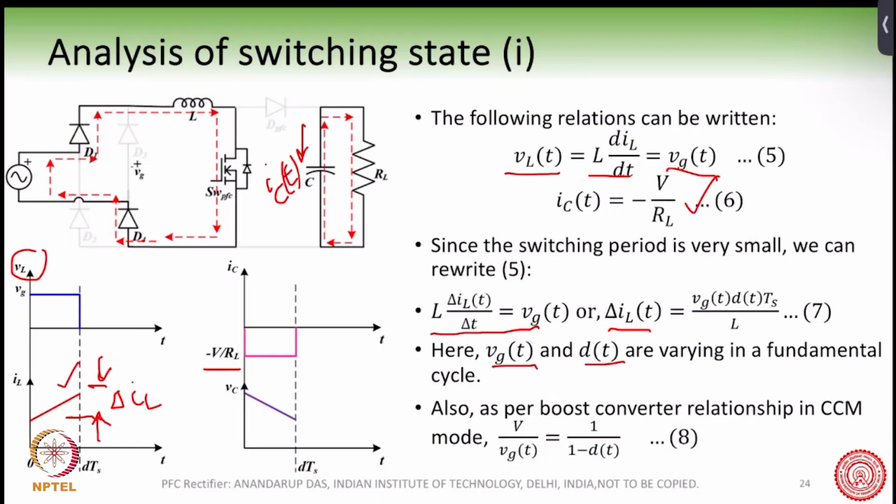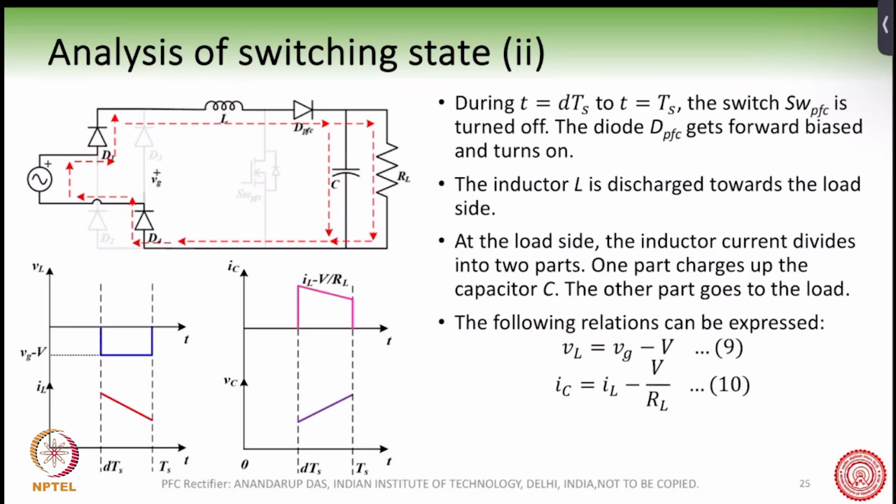Now we also know that in a boost converter, the relationship between output and input voltage is V, the output voltage, over Vg(t) is equal to 1 by 1 minus D. This equation here is equation 8. We already know this one, right?